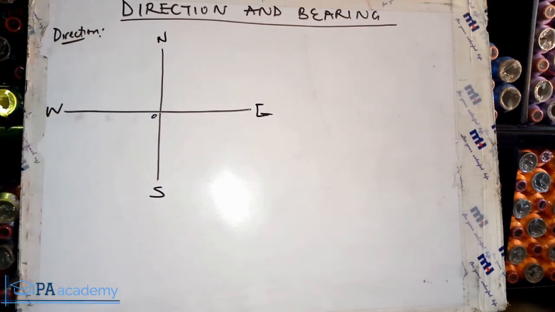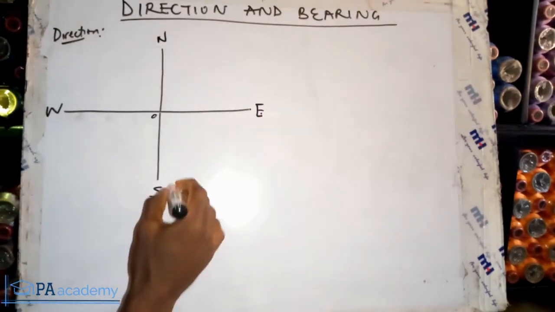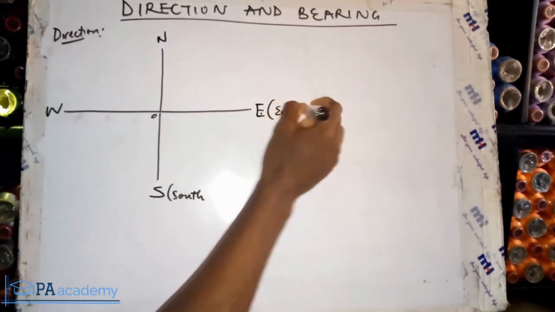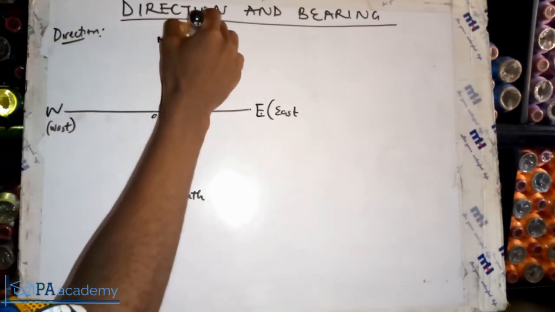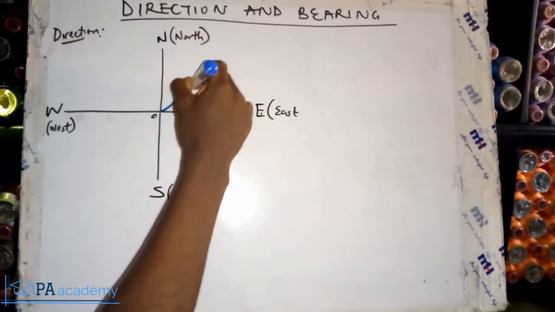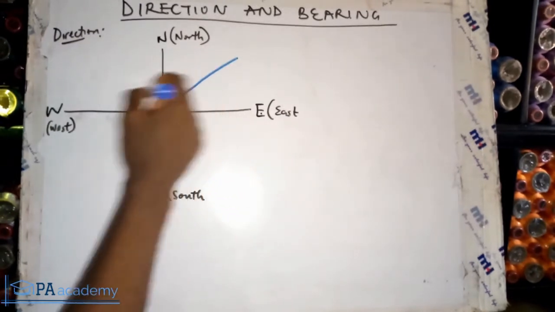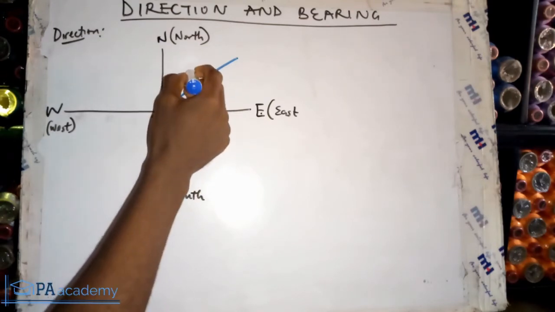If you have something like this, and let's say we have an angle, this is east, E. Now this S represents south, this E represents east, the W represents west, and the N represents north. So if you have something like this, and let's assume this angle at this point is 45 degrees.